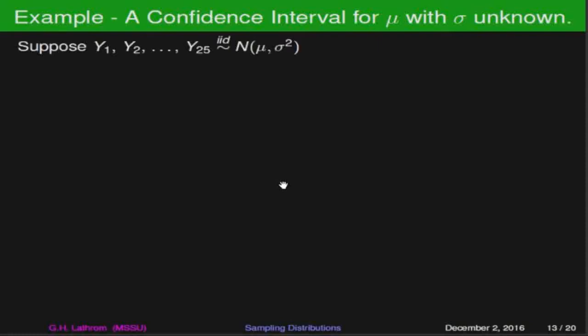And so, again, the background. The truth is that we have a normal distribution with parameters mu and sigma squared. We don't know mu, and we don't know sigma squared. So we're going to take 25 samples from this. So we've got 25 independent, identically distributed random variables from this truth distribution that we have.